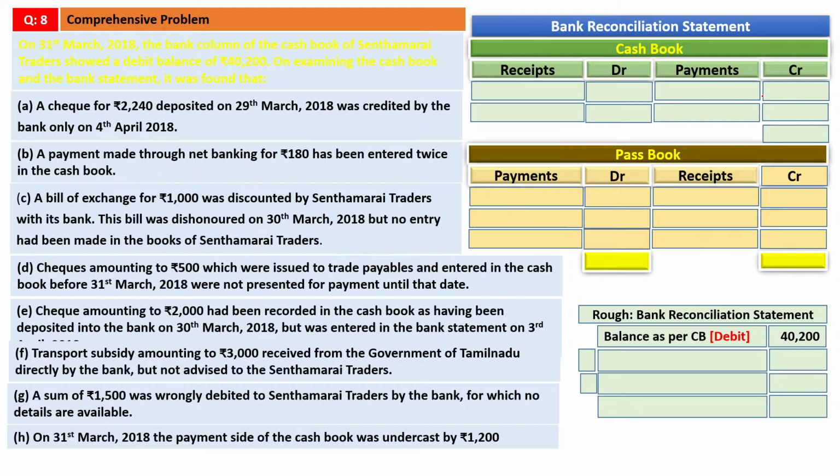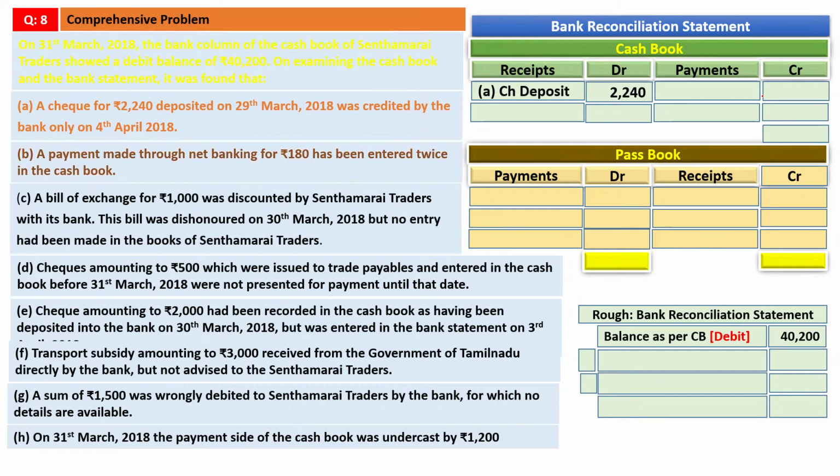A check for rupees 2,240 deposited on 29th March 2018 was credited by the bank only on 4th April. So I have deposited, but the banker credited after the cut-off date. The cut-off date may be 31st March. So they have credited only on 4th April. I am going to verify the accounts as on 31st March. Definitely, it's mismatching. Check deposit means receipt side. I might have posted 2,240 rupees in the receipt side, not the corresponding value in the passbook.